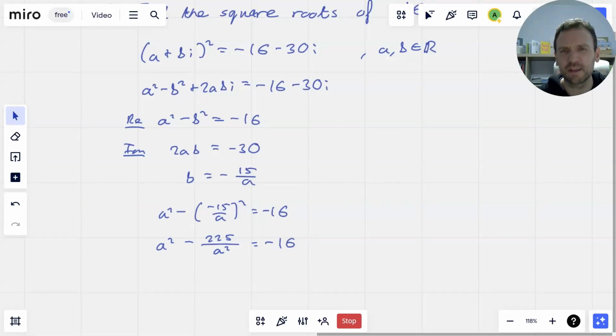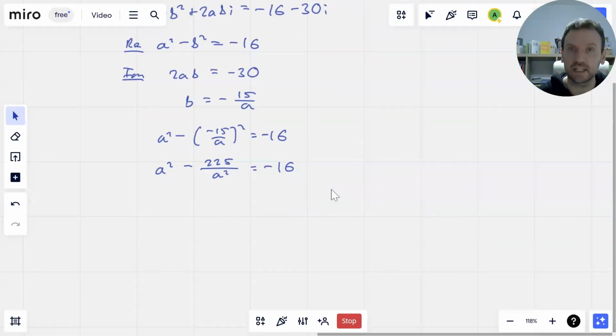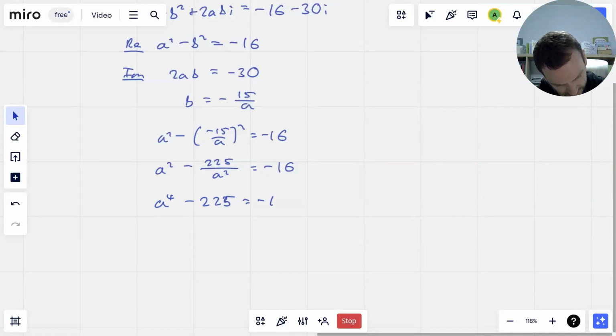At this point, it might look like it's fairly nasty, and okay, it's not the nicest equation ever, but let's deal with it step by step. We don't want the over a squared, so let's multiply throughout by a squared. We'll get a to the 4, subtract 225 is equal to negative 16a squared.